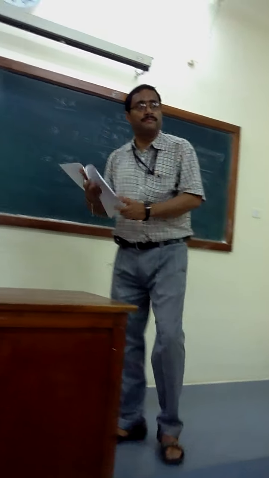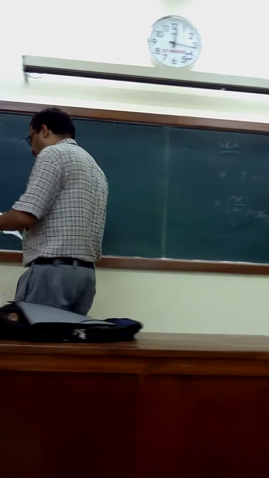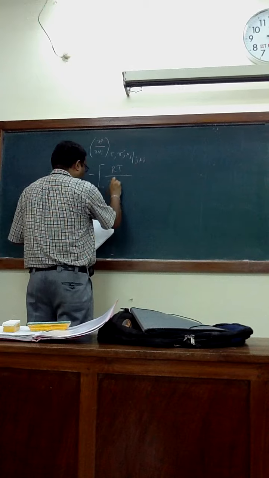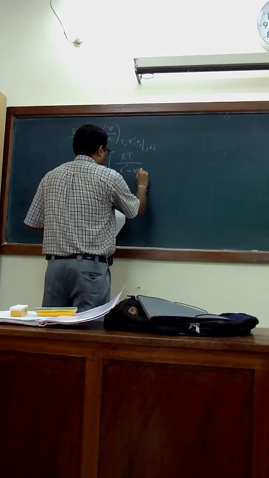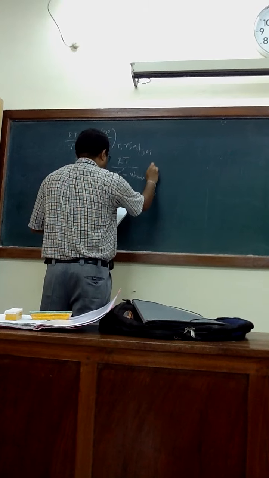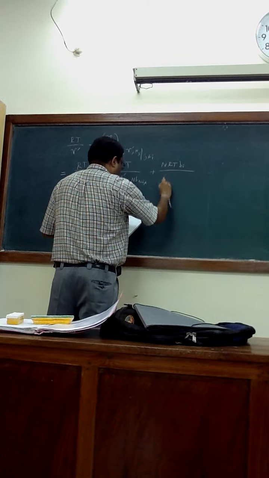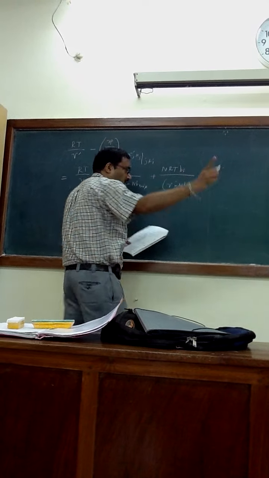Manikandan, what are the first two terms? RT by V prime minus NB mix, plus nRT Vi by V prime minus NB mix whole square. Next, the other two terms will be what?